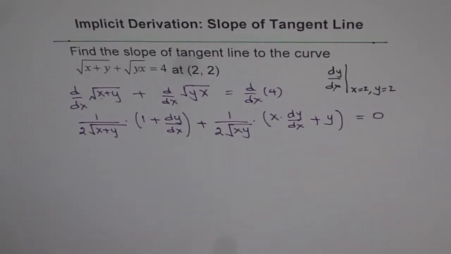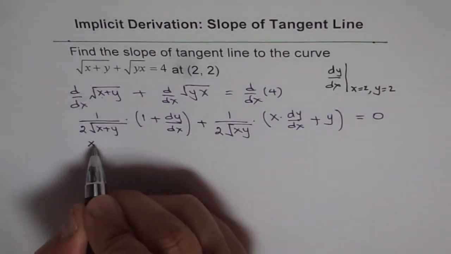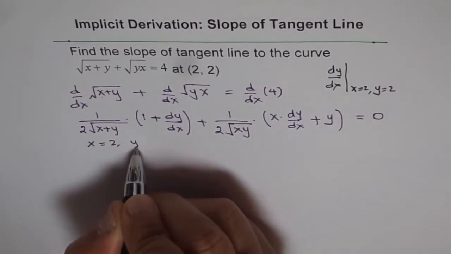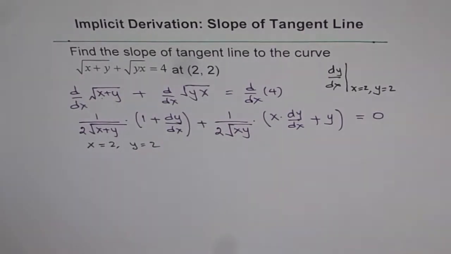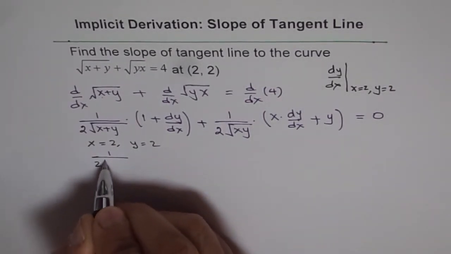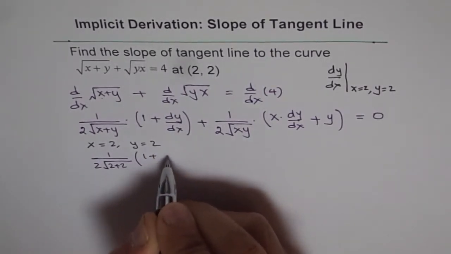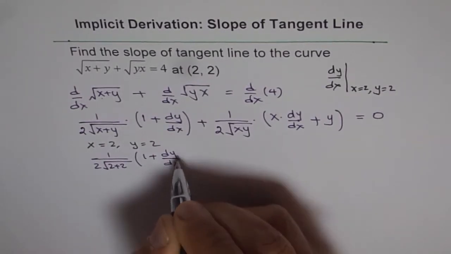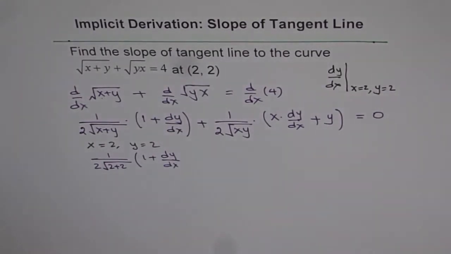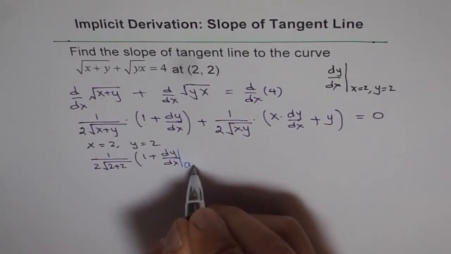I hope you love this step, correct? This is what my suggestion is. We'll substitute x equals 2 and y equals 2 in our equation and get dy/dx. That is the whole idea here. So we'll do that and get 1 over 2 square root of, both are 2, so we don't even have to think much. We get 1 plus dy/dx, and I'll write here with a different ink so that you understand this dy/dx is now special. It is at the point (2, 2), right?